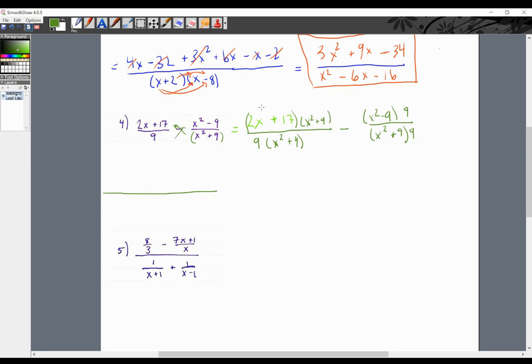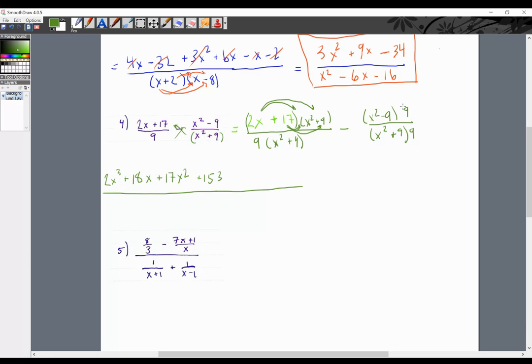Let's go ahead, we'll distribute, FOIL. First terms: 2x times x squared. I got 2x cubed. Outer, 2x times 9, plus 18x. Okay, inner, 17 times x squared. And then last, 17 times 9. I think that's 163. Oh, no, it's 153. Not bad. 153. Okay.